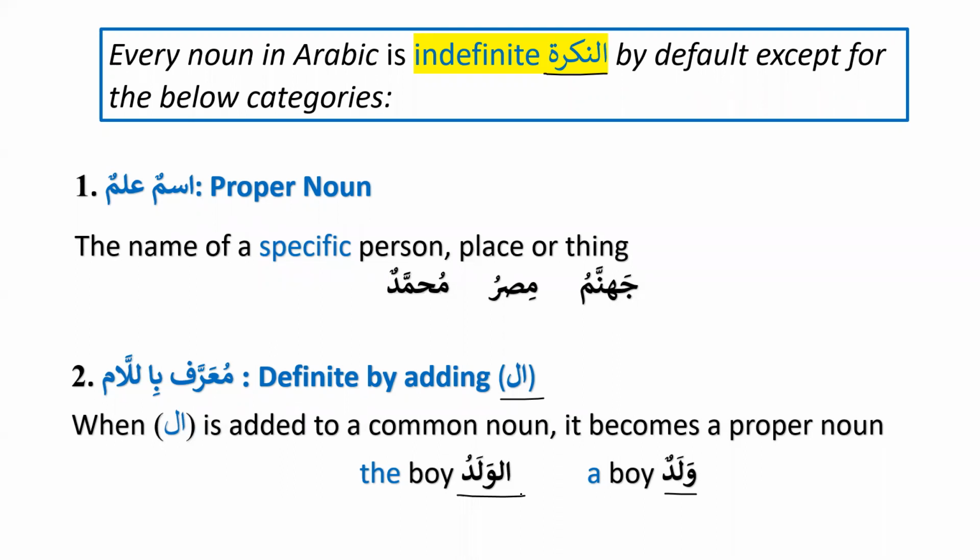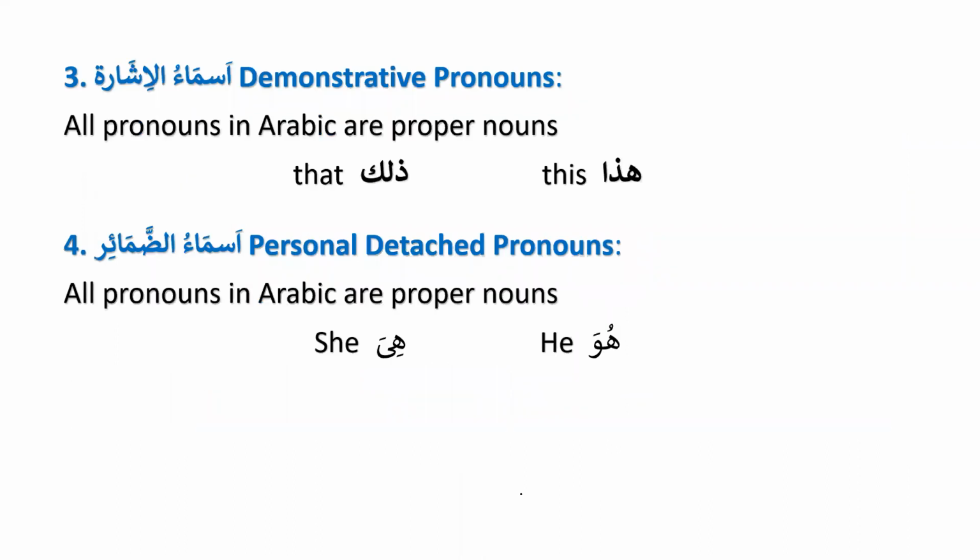Without learning these things, we cannot proceed further. We cannot understand how to make a sentence. That's why we have learned already about ismun alamun. Then we have learned about definite by al. And then you remember the book started with asma'ul ishara, the demonstrative pronouns. It started with hadha and dhalika. Hadha kitabun wa dhalika baytun. So these two we have already learned, and all asma'ul ishara are always definite, or marifa.